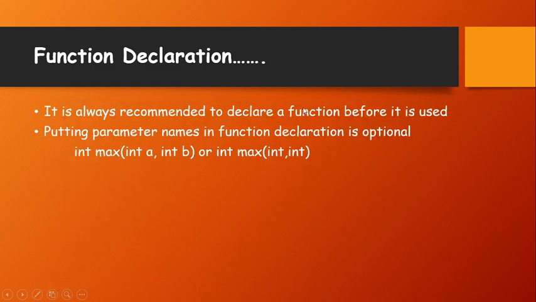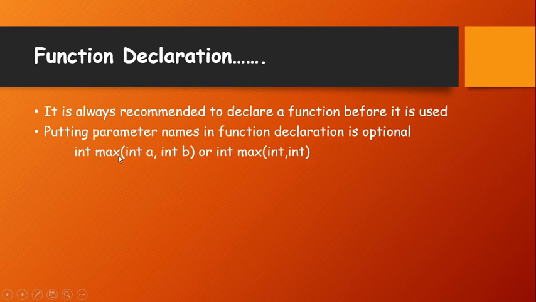It's always recommended to declare a function before it is used. So it's always recommended to use function declaration before it is being used. Putting parameter names in the function declaration is optional. So we have two options. Either we can write int max(int a, int b), or int max(int, int). Parameter names in the function declaration are optional, so you can write both.